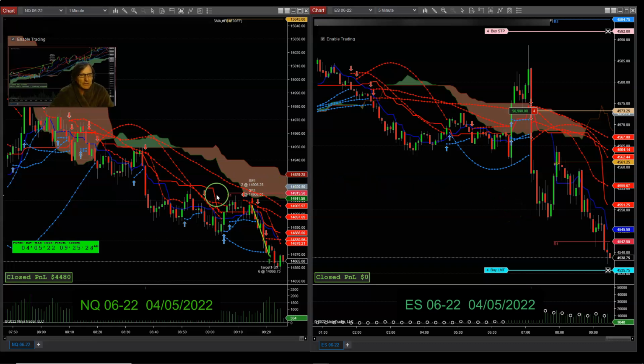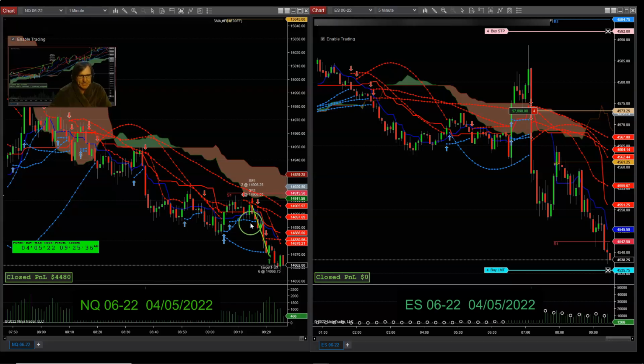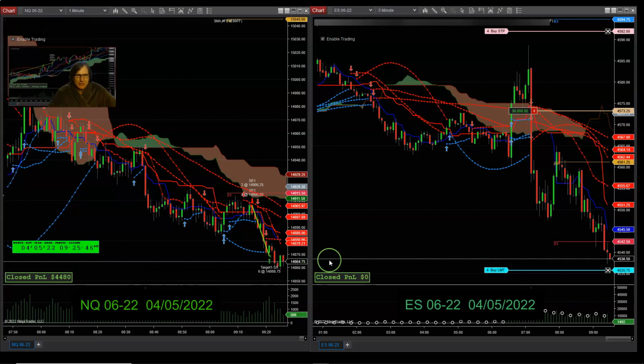So over here on the left, we have the NQ, and as you can see, we started trading this around 9 a.m. and got into a trade and had one target so far. So this is our result on the NQ so far. Our closed P&L on the ES, zip.